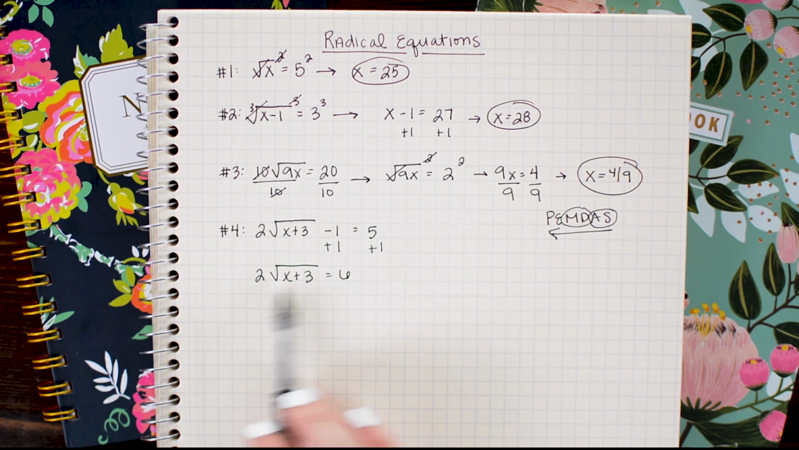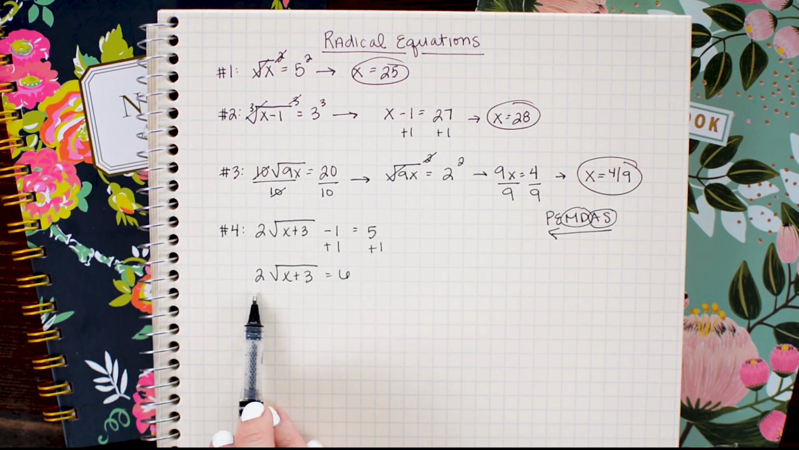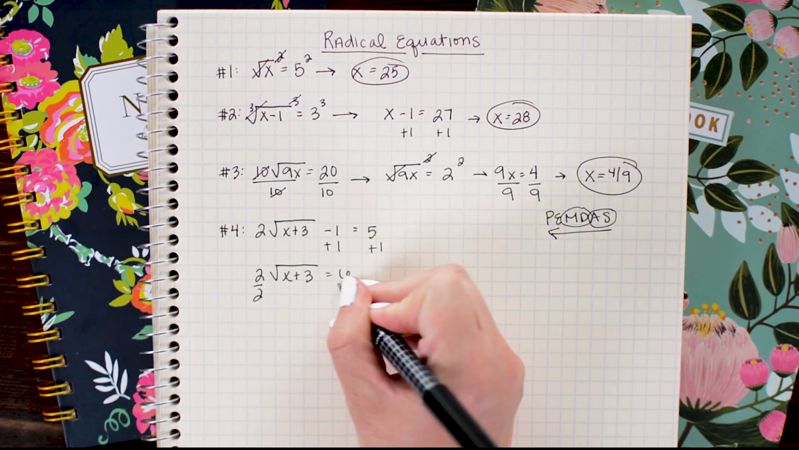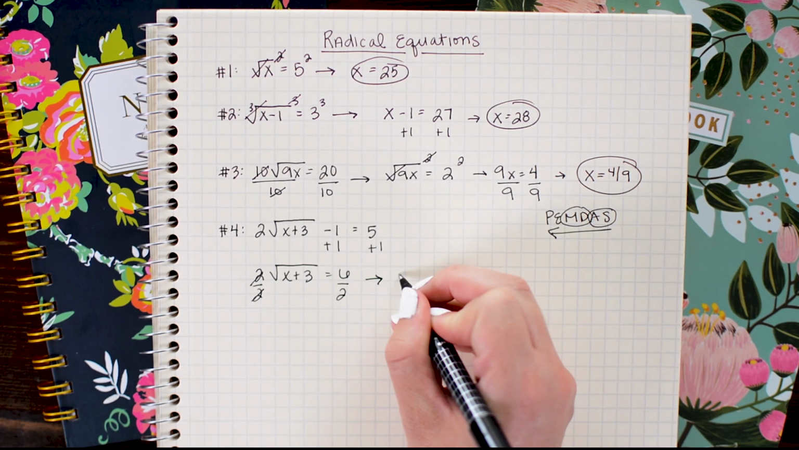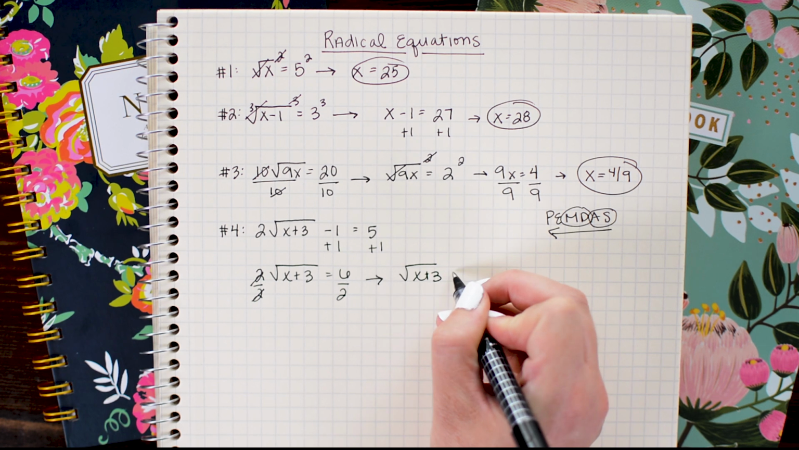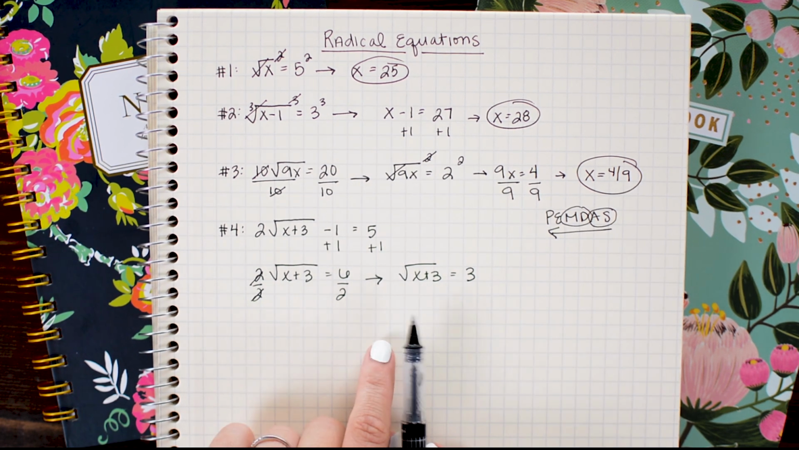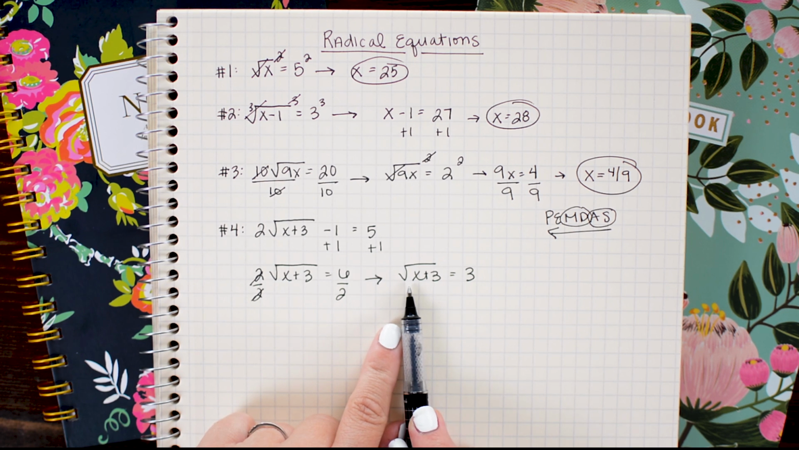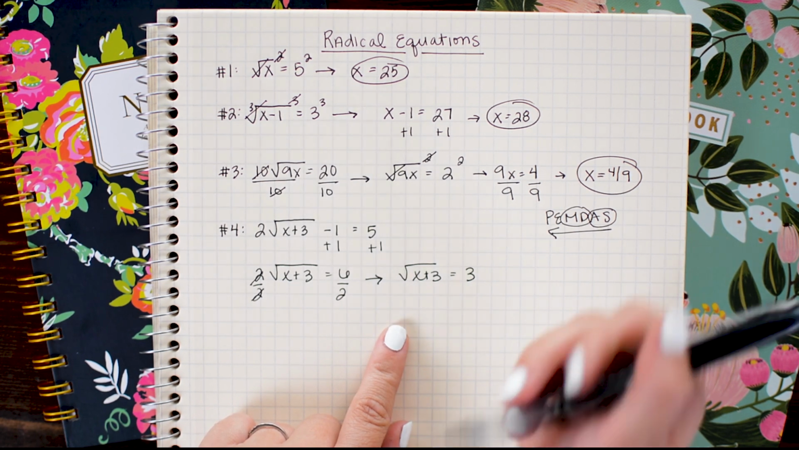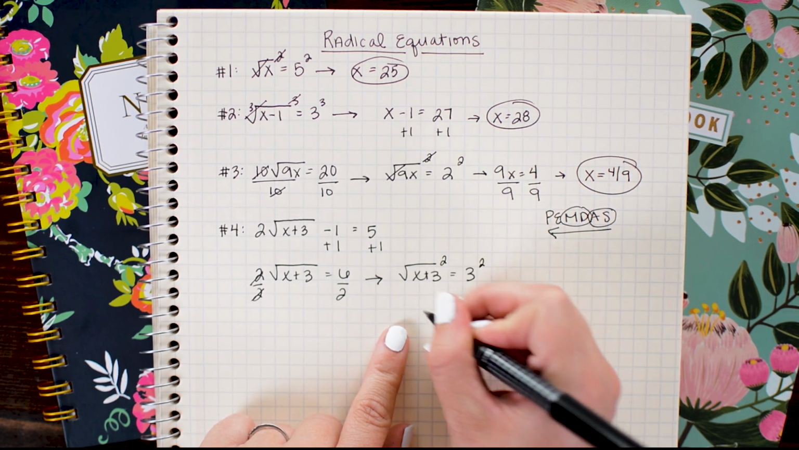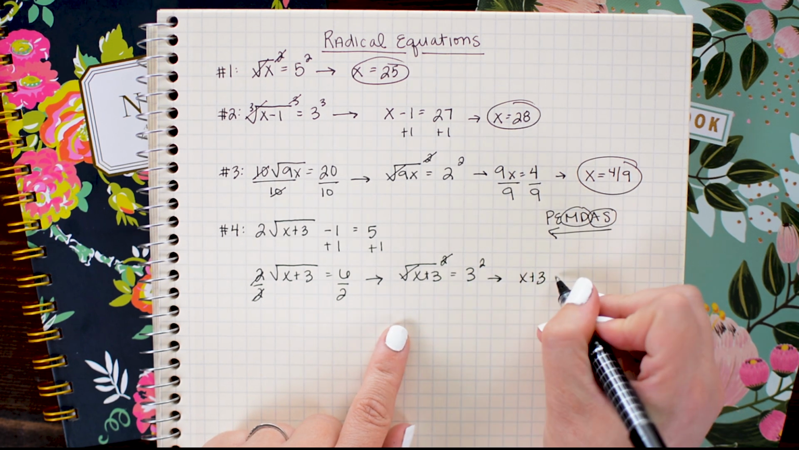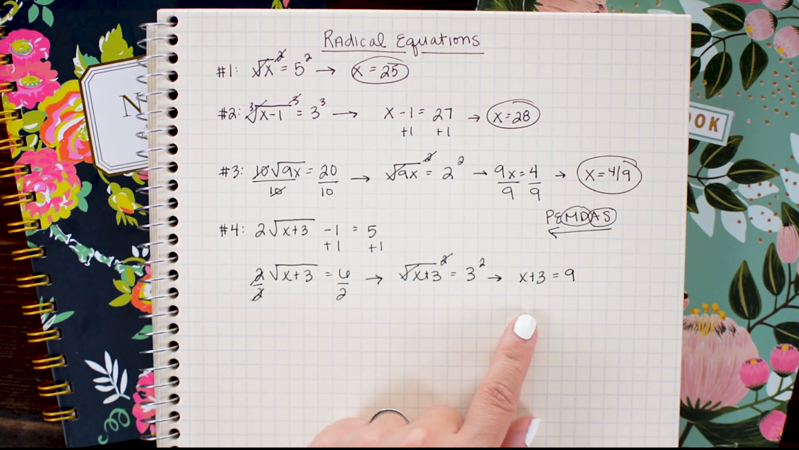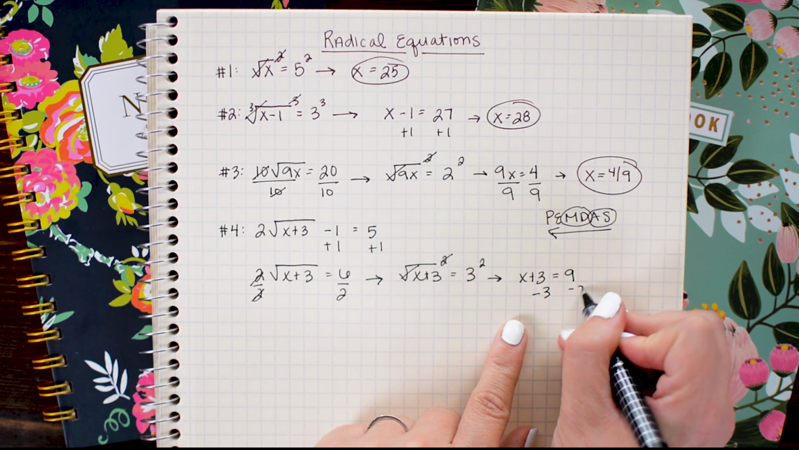Now we can go ahead and take care of any multiplication or division. So I'm going to divide both sides by 2 to get rid of this multiplier of 2. Now all we have left on the left-hand side is the square root, so I can square both sides to undo the radical. And lastly, go ahead and subtract.